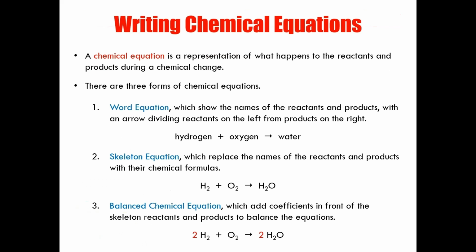The third type of chemical equation is a balanced chemical equation. Here, we add coefficients in front of the skeleton reactants and products to balance the equations.